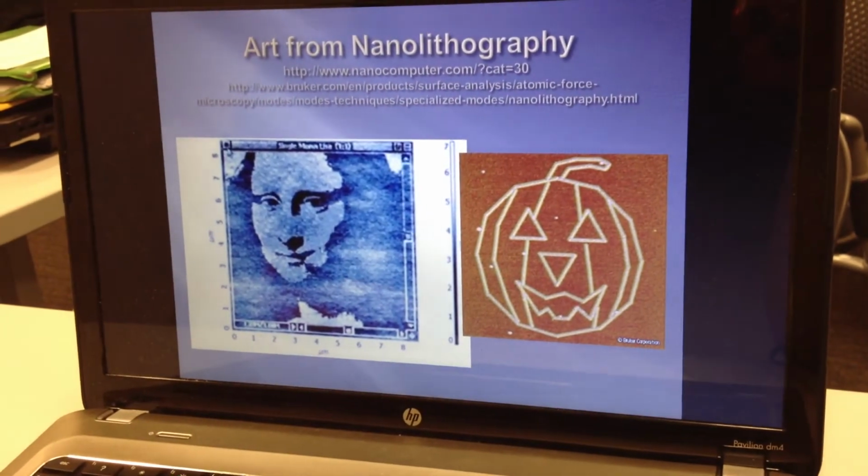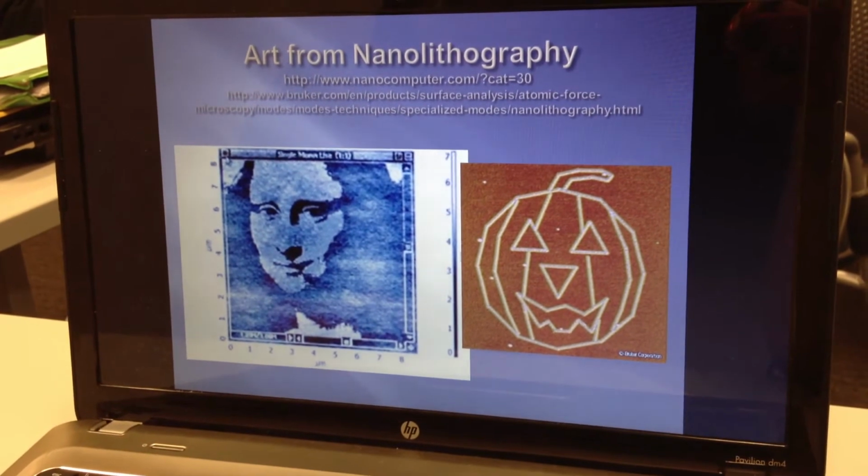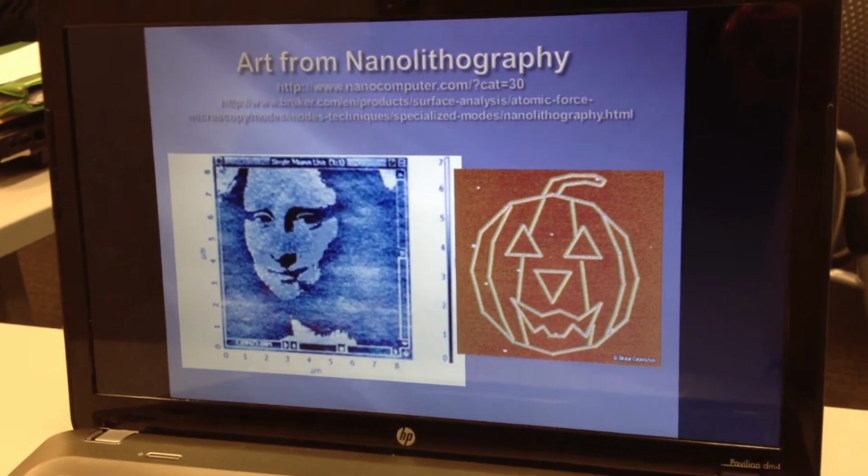Now here are some examples. This is the Mini Lisa, which is 30 by 40 micrometers, and also that you can make fun shapes like pumpkins.